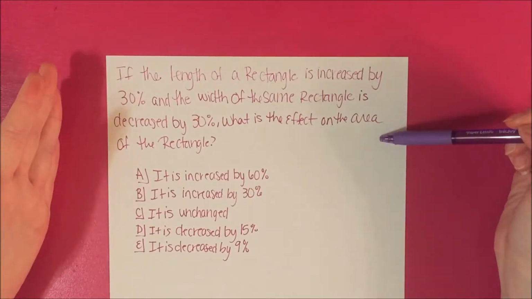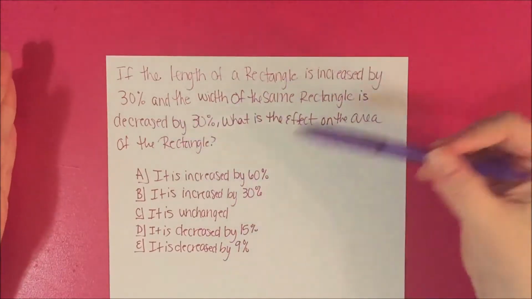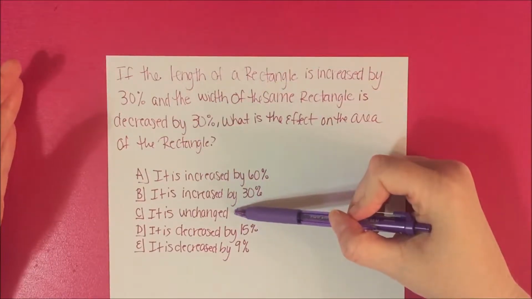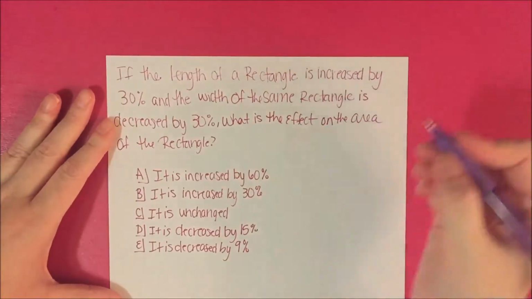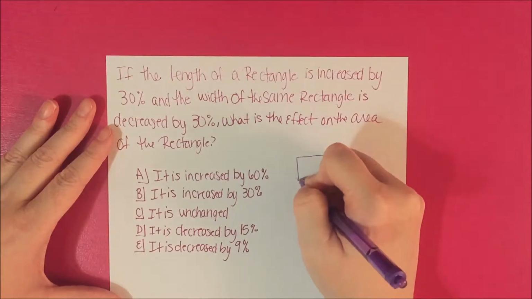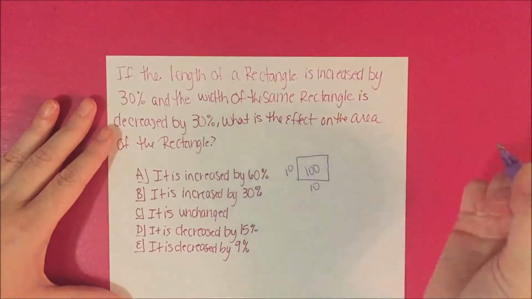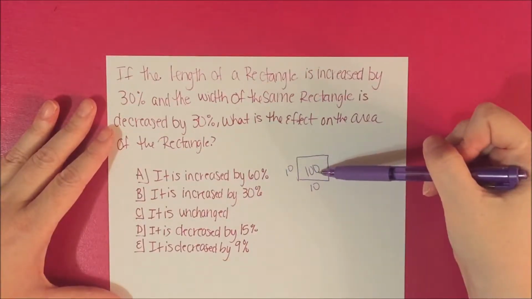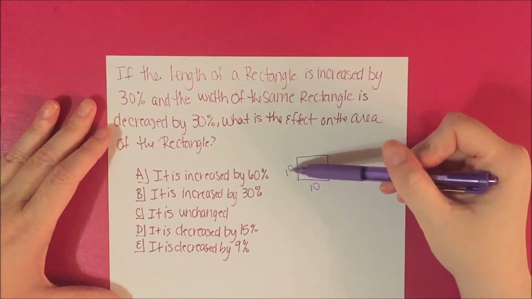So as much as it seems like we're getting one side smaller and the other side bigger by the same percentage, that it should remain unchanged, that's not the answer. So what we're going to do is make our rectangle 10 by 10. So it has an area of 100. 100 is always a good number when you're working with percents. So we have 10 and 10.